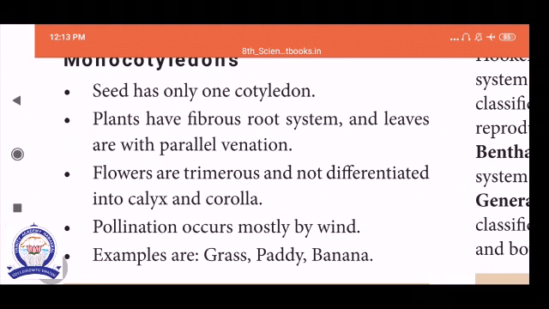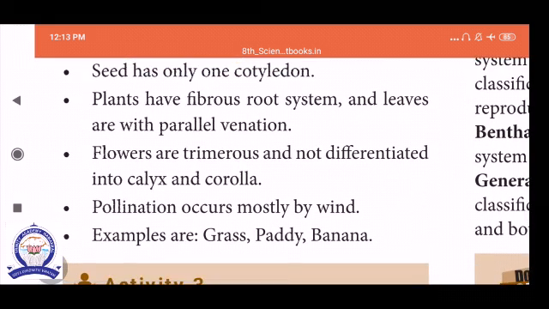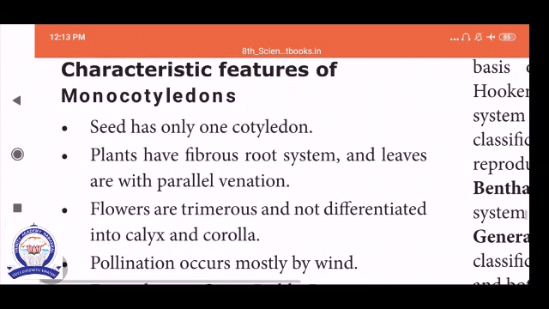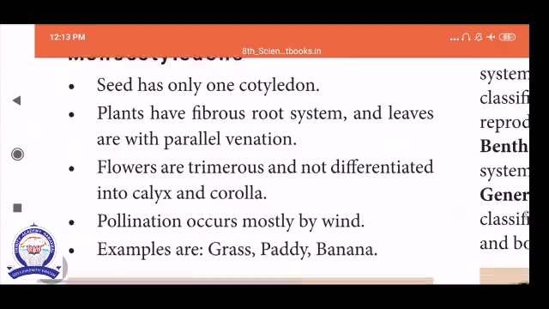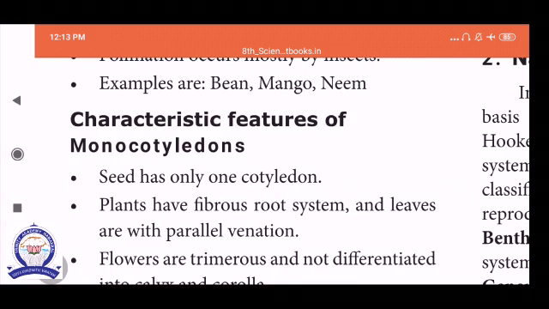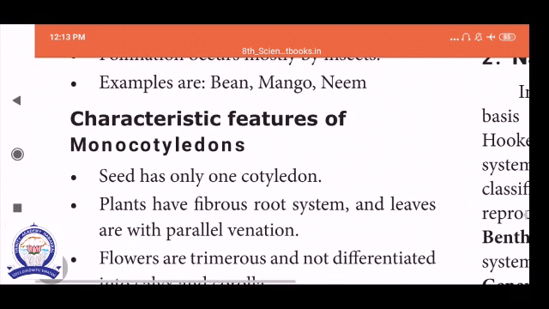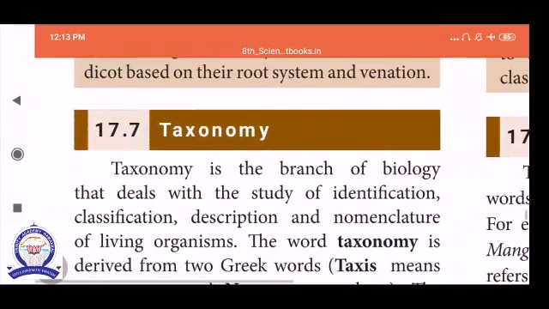Third point, flowers are trimerous, whereas dicotyledon flowers are tetramerous or pentamerous. Trimerous flowers are not differentiated into calyx and corolla. Next point, pollination occurs mostly by wind, whereas in dicots it is mostly by insects. Examples: grass, paddy, banana, etc. These are the characteristic features of monocotyledons. Questions are asked to differentiate between dicot and monocot, for 2 marks or even 5 marks.